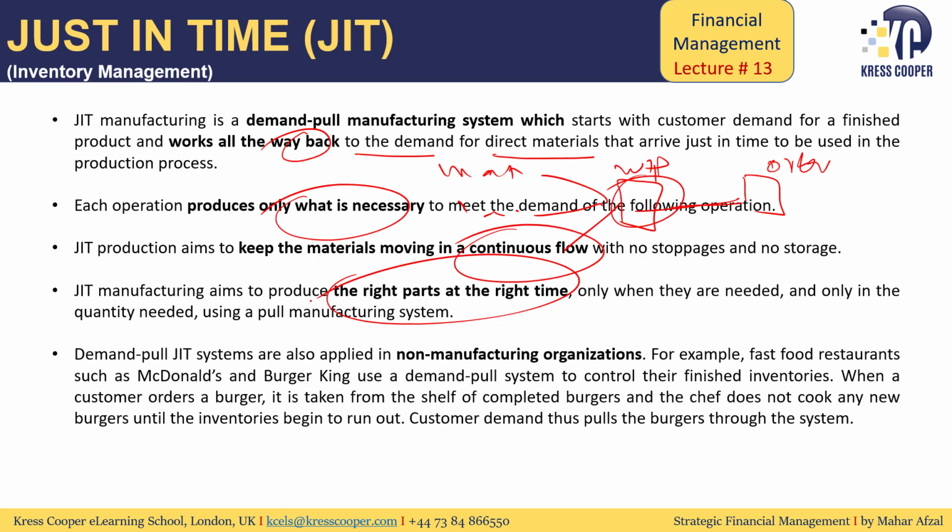Demand pull just-in-time is also applied in non-manufacturing organizations. For example, fast food restaurants like McDonald's and Burger King use a demand pull system to control their finished inventories. When a customer orders a burger, it is taken from the shelf of completed burgers, and the chef doesn't cook any new burger until the inventories begin to run out. Customer demand thus pulls the burger through the system.